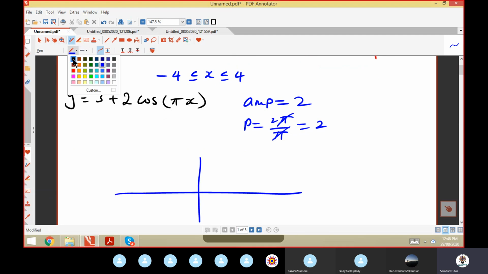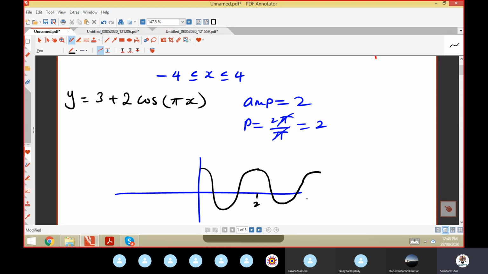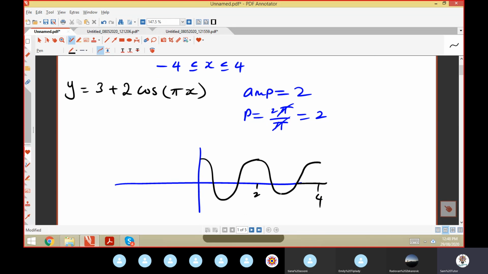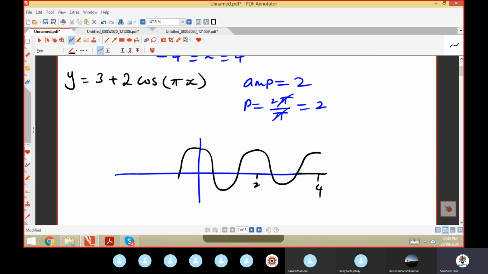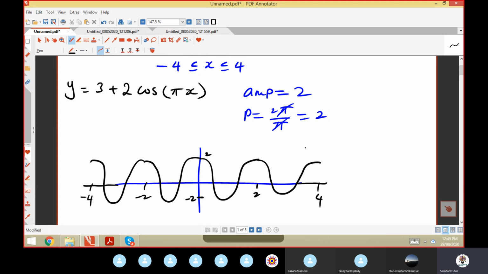There's my graph. Again, always draw the one that's not shifted. So I'm going to draw just 2 cos pi x. There's 1, that's 2. This is really bad. On 4. And then we go to the left. Minus 2. Minus 4. What's my amplitude? You guys said it's 2, so there's 2, and there's minus 2. Do we agree with that so far?